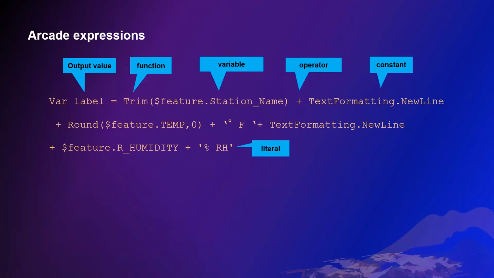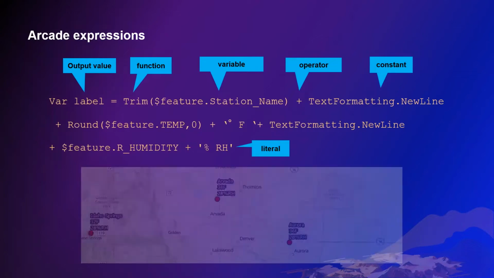Adding another operator with round, and then our feature dot temperature. So this is going to round our temperature to the nearest whole number. That 0 delineates where we want to round to, and so we want to round to the nearest whole integer right there. We're adding a literal of our degrees Fahrenheit, then giving it another new line, and then printing the percent humidity there, and then adding another literal percent RH.